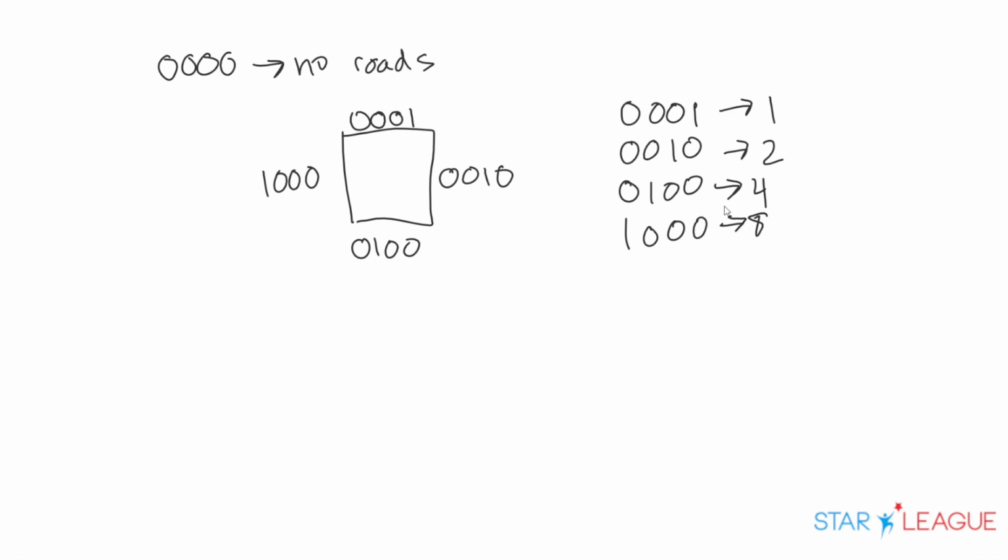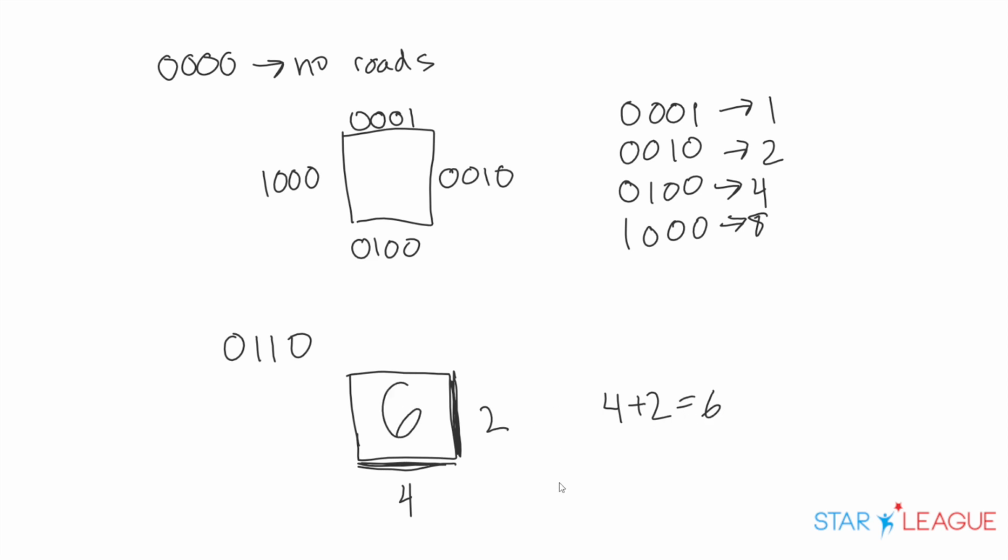For example, we have 0110, which means that we have a road to the east and to the south, but no roads to the north or the west. Using the values that each bit represents, we get a field value of 4 plus 2, which will turn out to be 6. We will be using this method in our code to determine how our roads appear in our field grid.